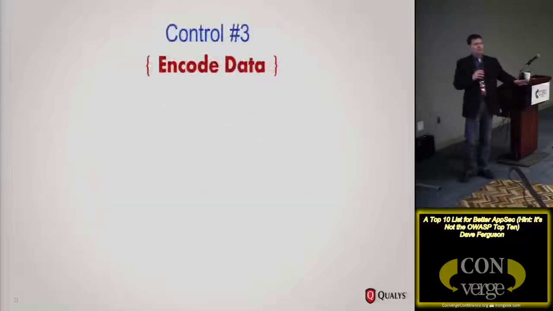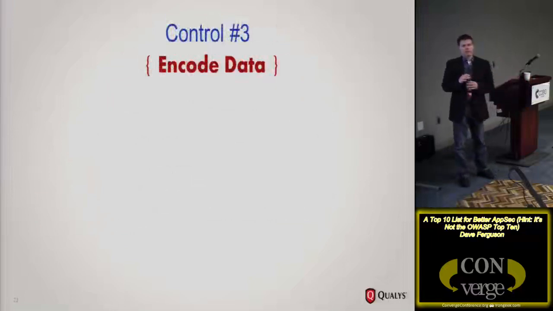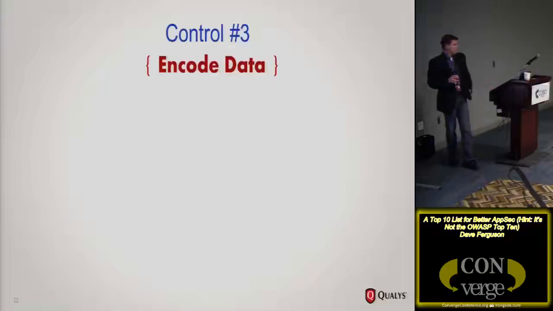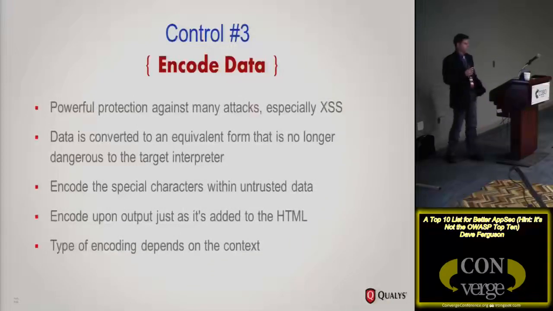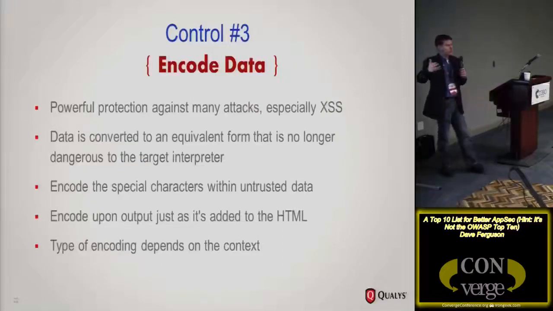So the next step in making sure data is safe to use would be encode data. So that's control number 3. And so this is going to give you powerful protection against many attacks, especially cross-site scripting. This is where the data is converted to an equivalent form that's no longer dangerous for the targeted interpreter, whether that interpreter is a browser or a database.